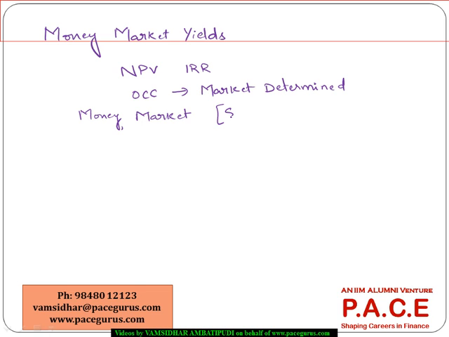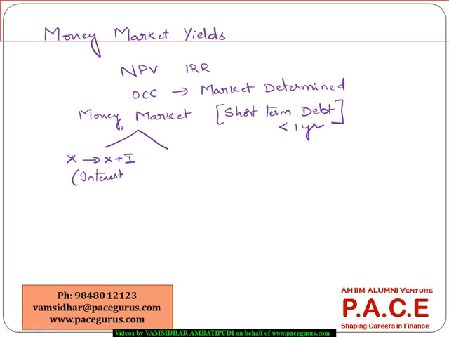Whenever I talk about money market, it's more of a short term debt market, right? Short term borrowings, typically for less than one year, are what we call money markets. In the money markets, some instruments are available wherein, if I have borrowed X, then on maturity I have to pay X plus interest. So these are typically interest based or purchase price based instruments.